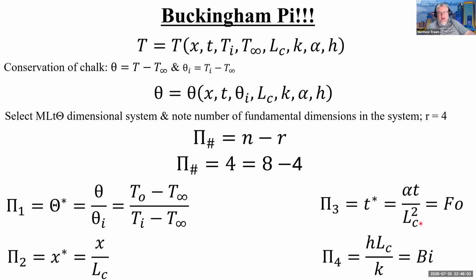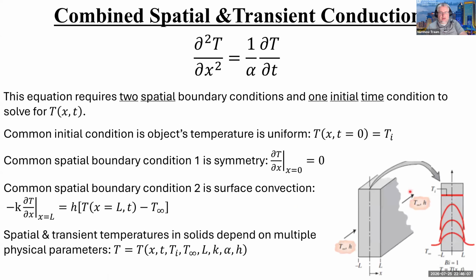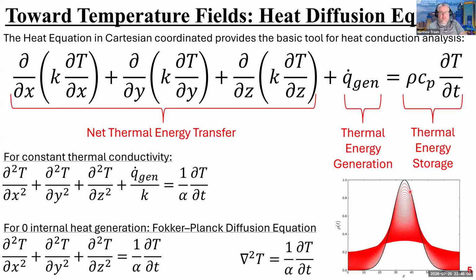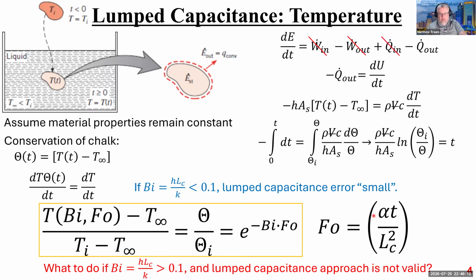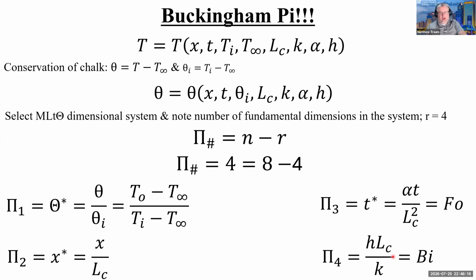This you should recognize as the Fourier number, right? I had it somewhere. Maybe there it is, right? So there's the Fourier number that we've already seen. Should not be an enormous surprise that it pops out of the Buckingham pi theorem because it's a dimensionless number that's representative of time. So there it is.